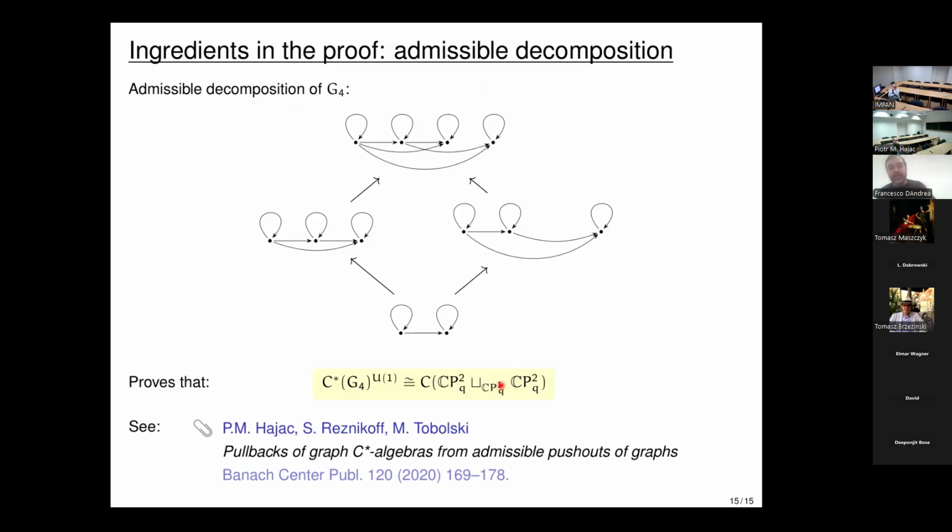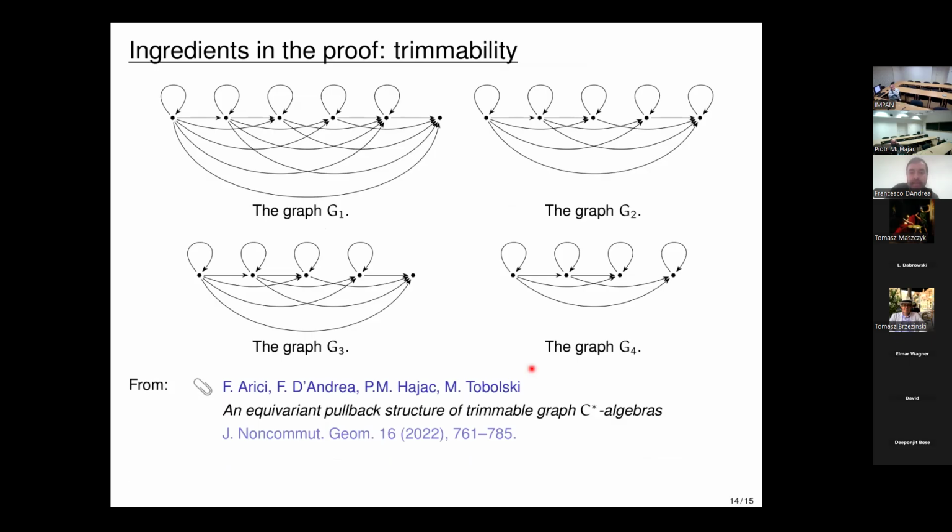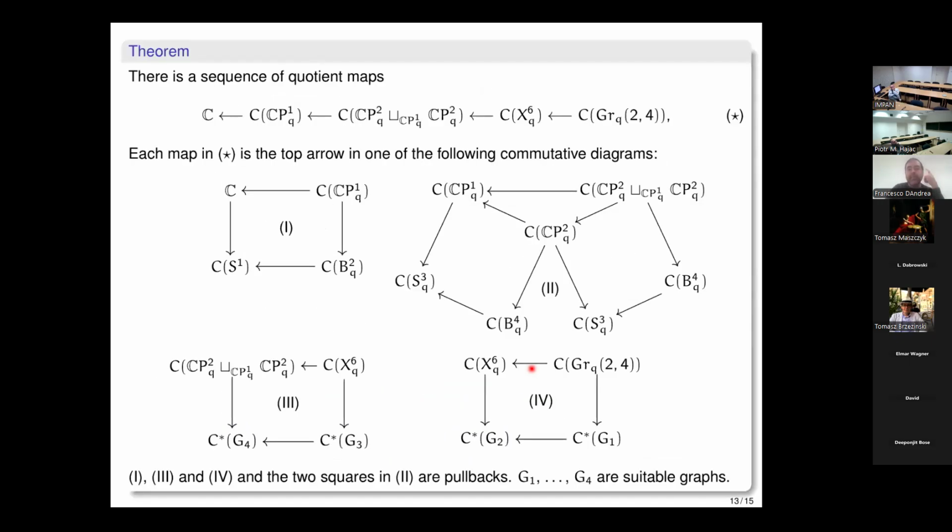It would be nice to have a geometric interpretation also for the 6-skeleton, but we don't have it. And it would also be nice, let me show you the general theorem again, and then this is the end. So what is missing is it would be nice to have a geometric interpretation for this.